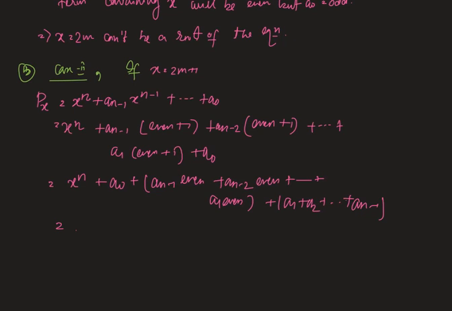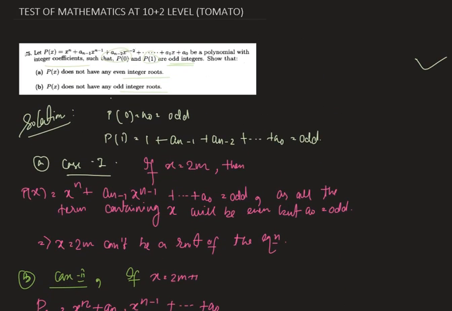and this is naturally an even portion, and this implies that x equal to 2m plus 1 cannot be a root of the equation. So these are the proofs of the two cases, and that's all for today.